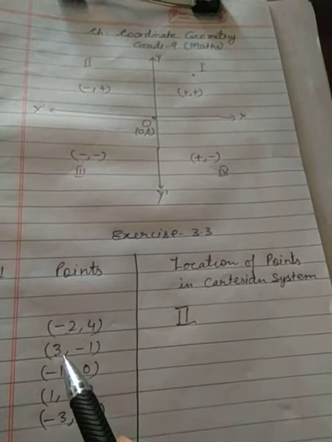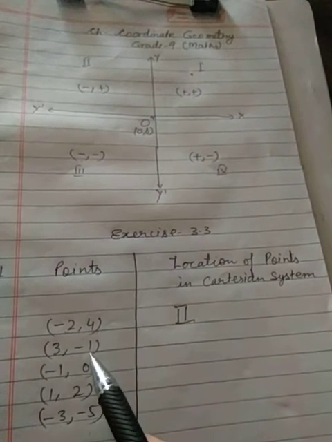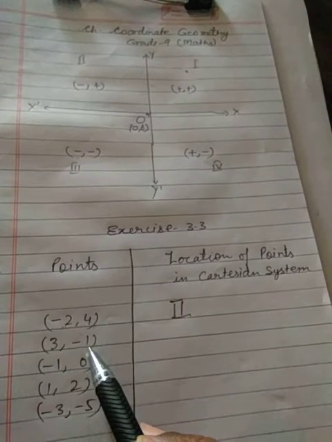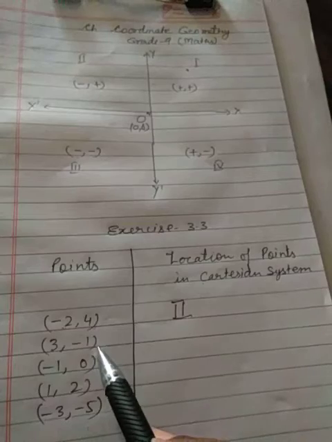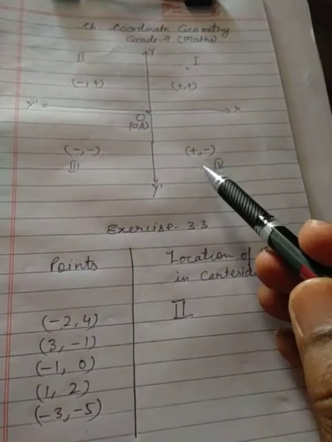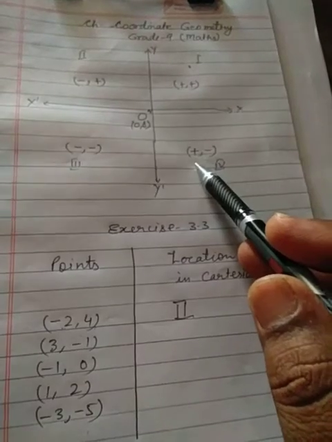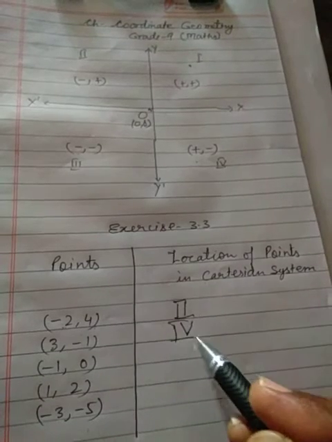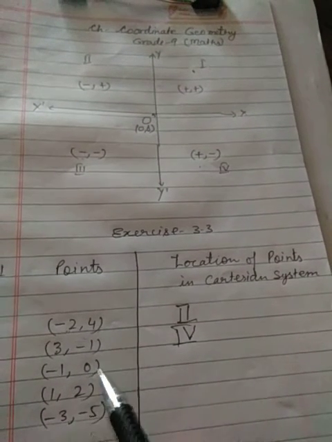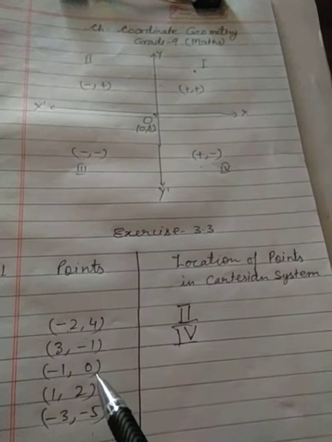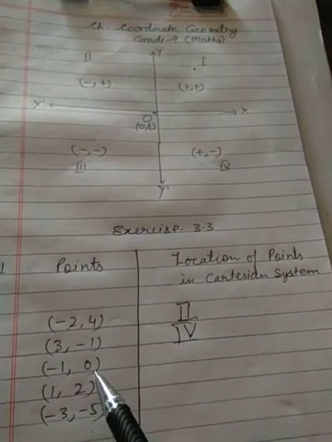Similarly, go for the next question. 3 comma minus 1, here 3 is the abscissa and this one is the ordinate. Abscissa is positive and ordinate is negative, and such a condition is there in the fourth quadrant, plus comma minus. So this should be in the fourth quadrant.